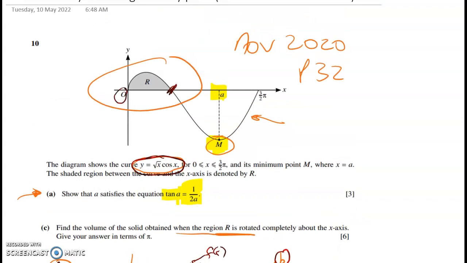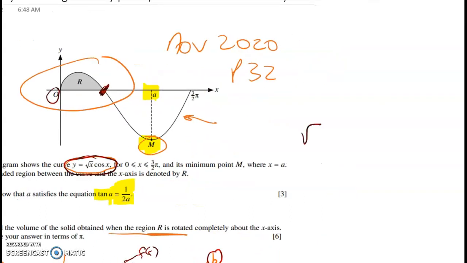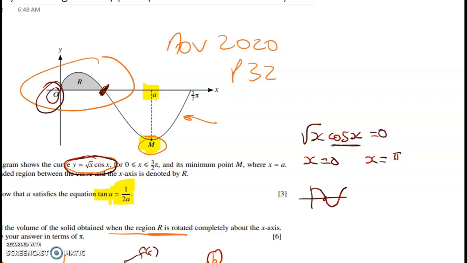Now we know the first limit is going to be 0, and then we have to find the next x-intercept here. So when is that going to happen? Well, we've got root x cos x, and we need that to be 0. Now we've already found this one, which is where x is 0, and now we need to know where is cosine of x equal to 0. And the first place that that's going to happen will, of course, be at x is equal to pi on 2.